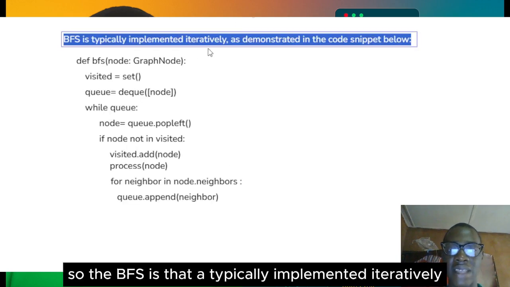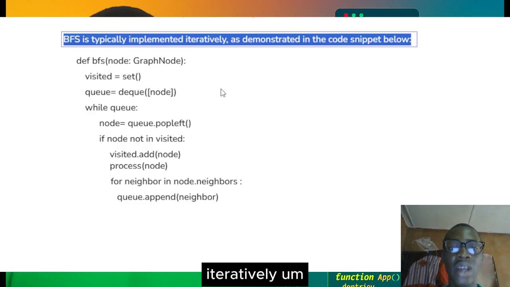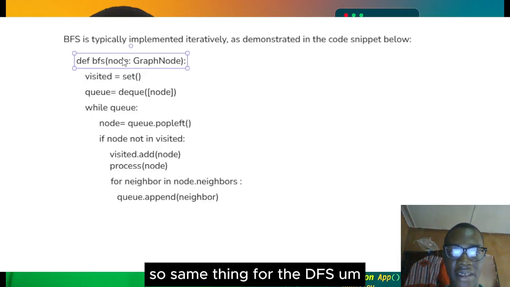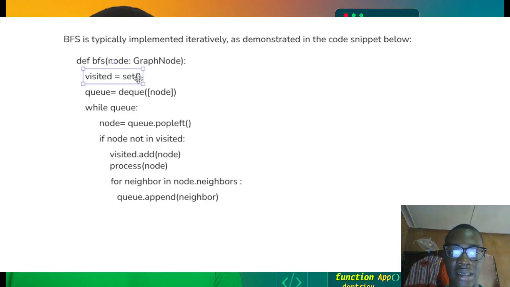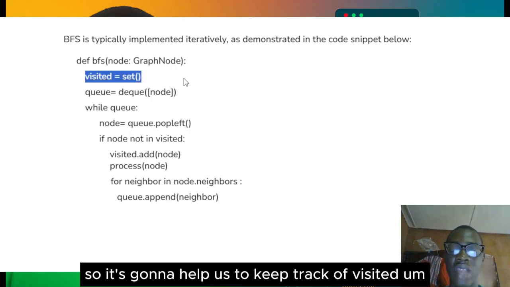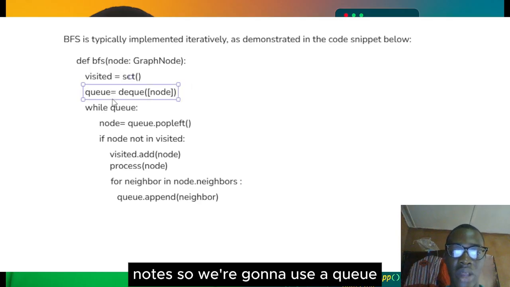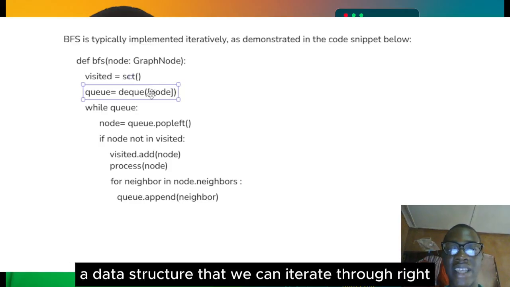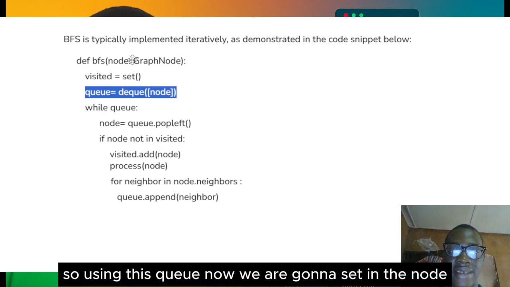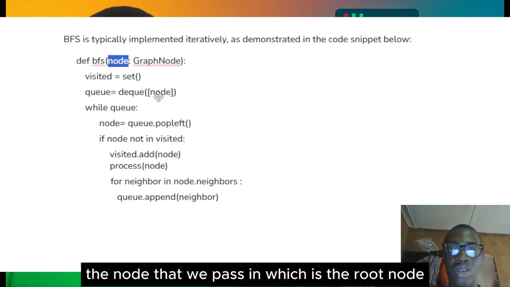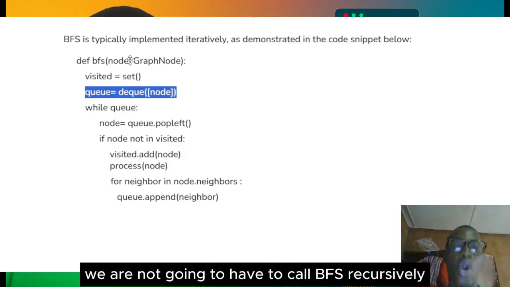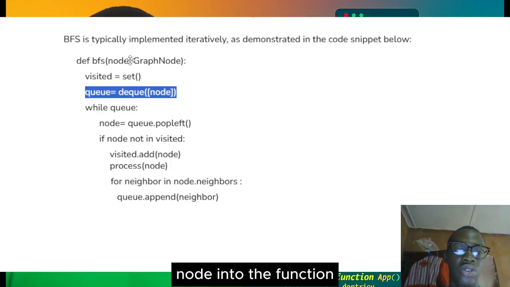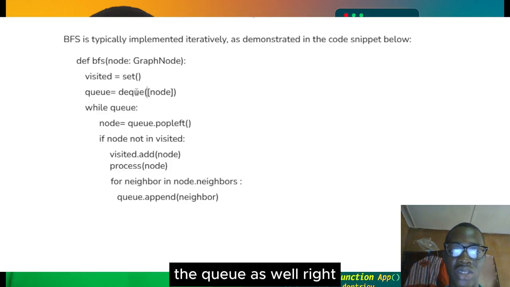The BFS is typically implemented iteratively, as demonstrated in this code snippet. Same as for the DFS, we create a set called visited, which helps us keep track of visited nodes. We are going to use a queue. That's why we say iteratively, because we use a queue, a data structure that we can iterate through. Because here we are not calling BFS recursively, we just pass a single root node into the function, and that root node is what we put into the queue as well.